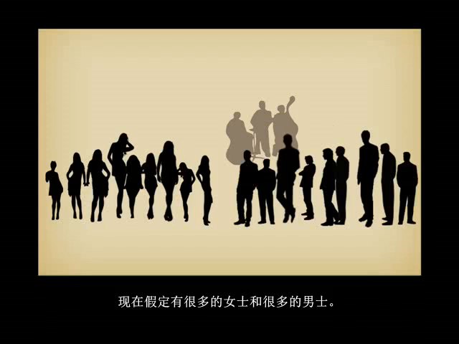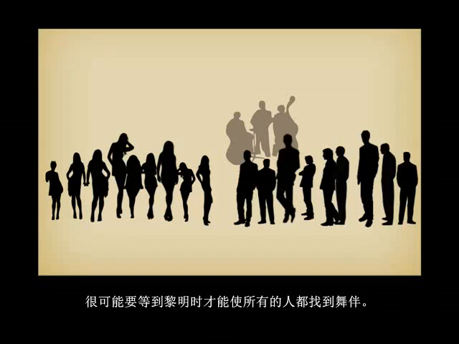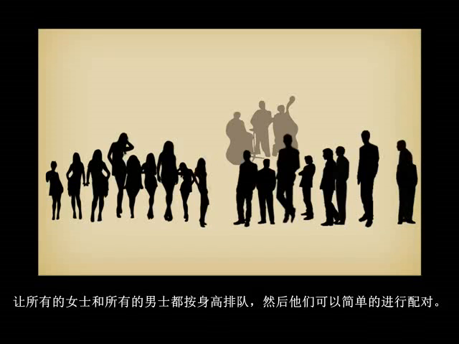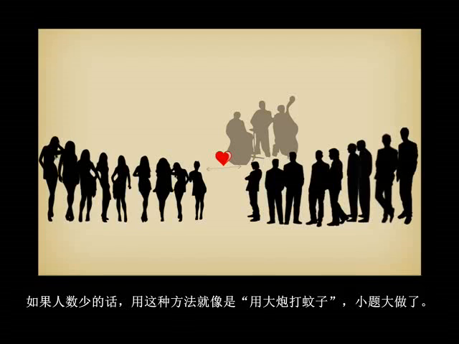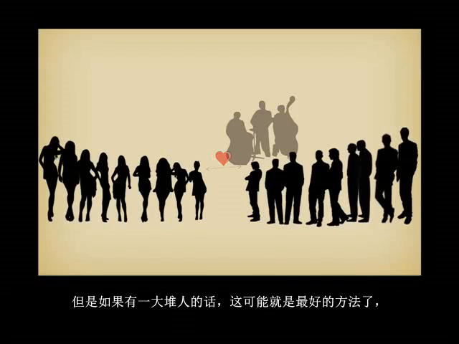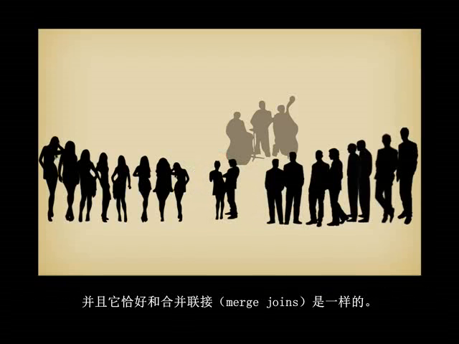Now, suppose that we have a lot of girls and a lot of guys. If we take the same Goldilocks approach to flirting as before, it is likely that dawn will be there before all couples are formed. Therefore, we are going to trade romanticism against efficiency and ask all girls and all boys to get in rank by order of size so that we can easily match them. This would be overkill with very few individuals, but with a large number of people, this is probably the best way to proceed, and it is exactly the way a merge join works.